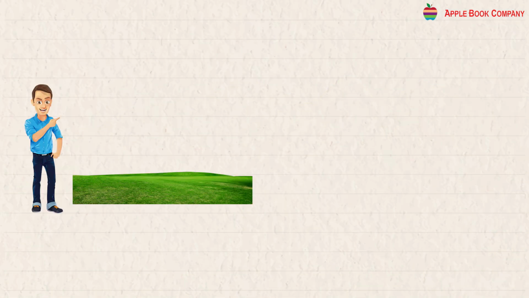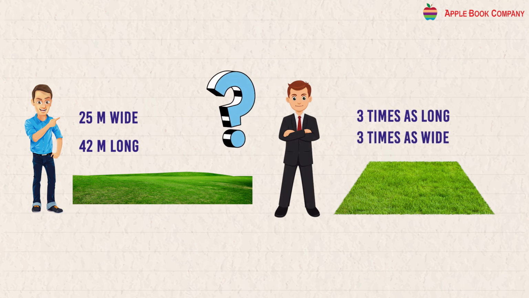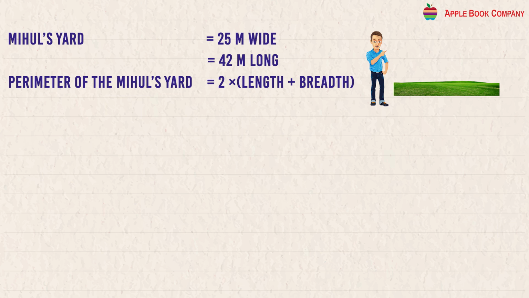Mehul's yard is 25 meters wide and 42 meters long rectangle. Harish's rectangular yard is 3 times as long and 3 times as wide. Which perimeter of the yard is longer? Mehul's yard is 25 meters wide and 42 meters long. Perimeter of Mehul's yard is equal to 2 into (length plus width), which is equal to 2 into (42 plus 25), that is 2 into 67, equals 134 meters.